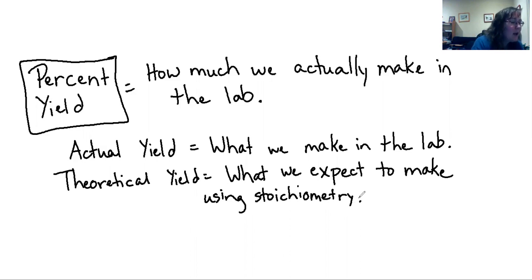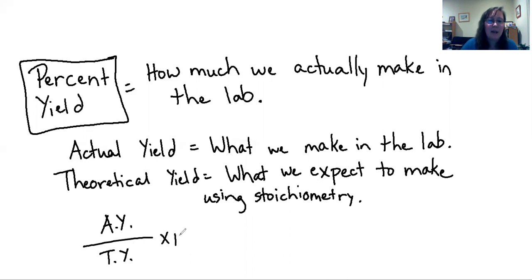Okay, so let's take a look at an example here. Let me give you a formula real quick. Actual yield over theoretical yield times 100% is equal to your percent yield. Okay, we'll use this in a minute.